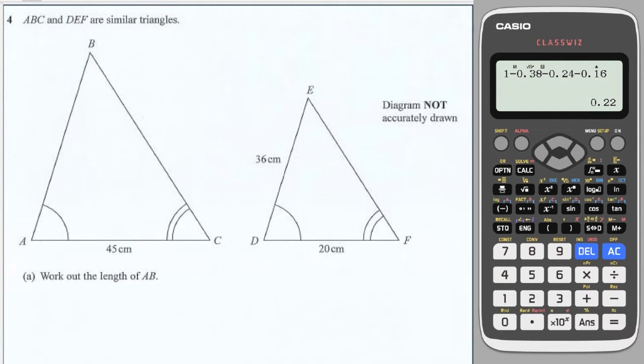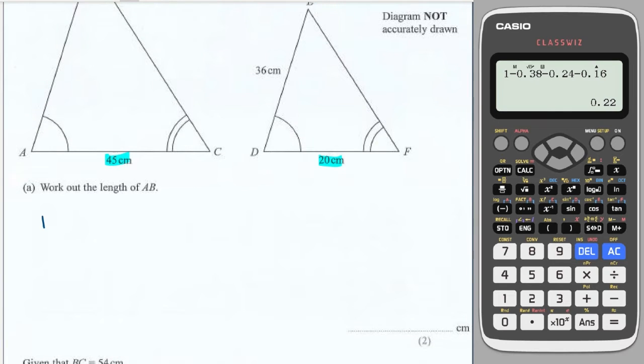Question 4, we've got similar triangles. We look for the side lengths which are corresponding. So these two are the same because they are both in between the two angles that are the same. So we would work out our scale factor, we'll call it k, and I'll always do the larger one divided by the smaller one. So 45 divided by 20 is 9 over 4 or 2.25.